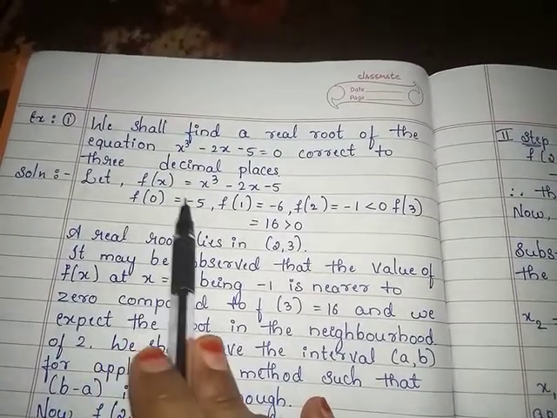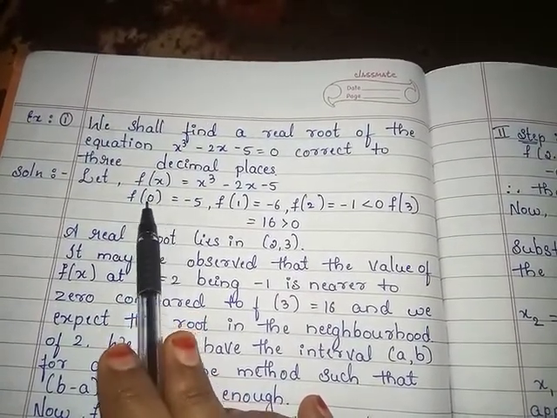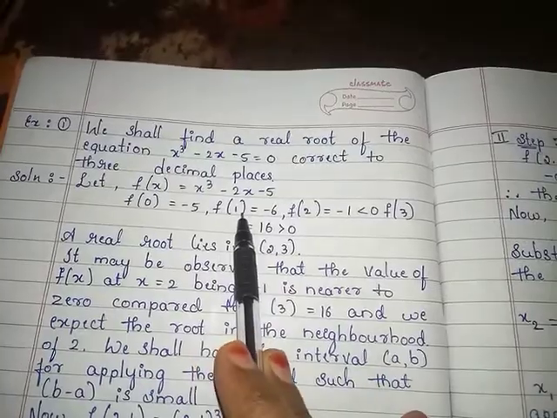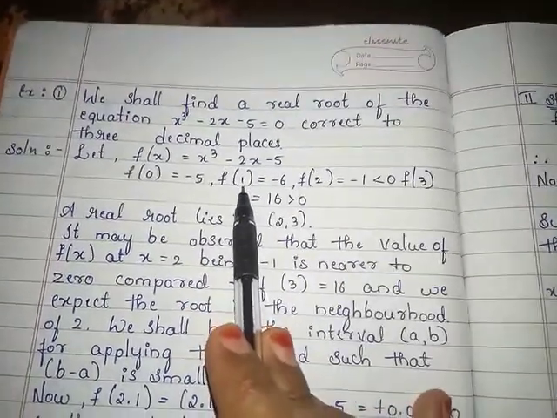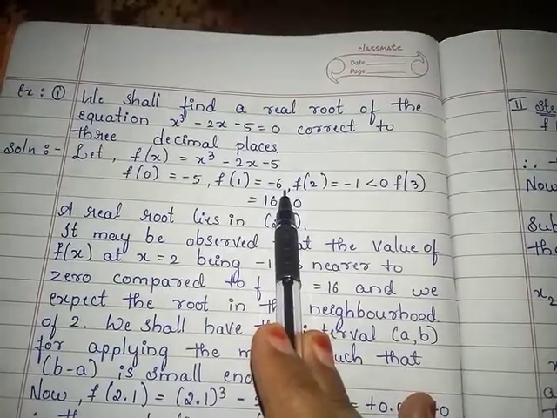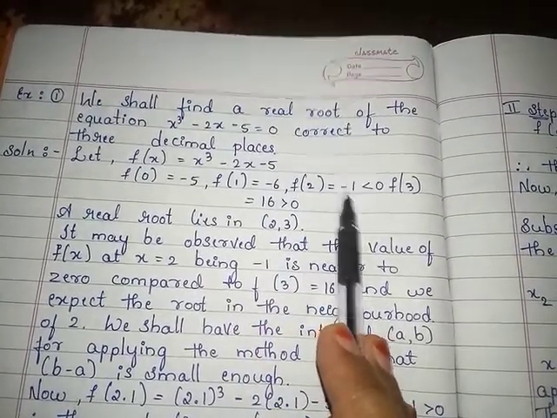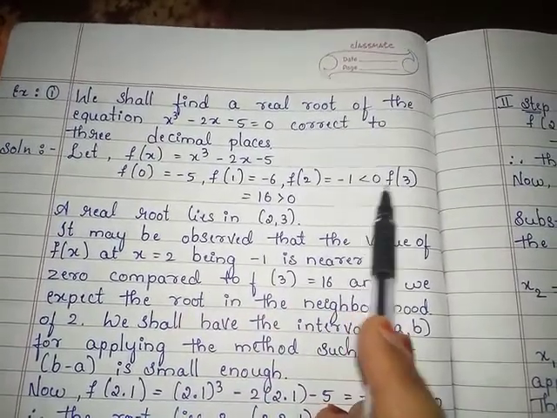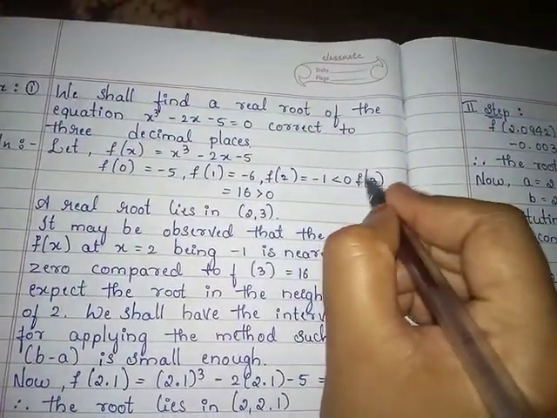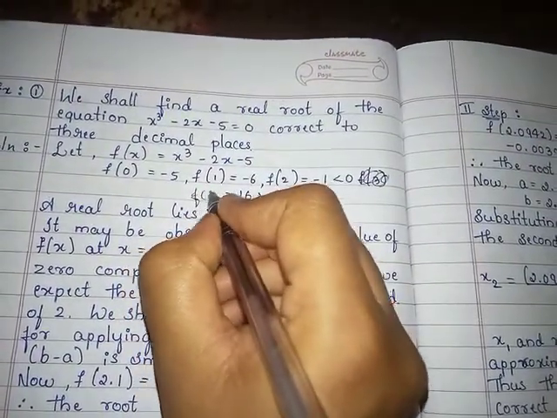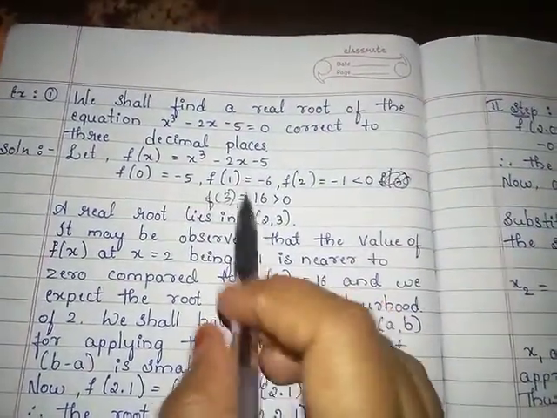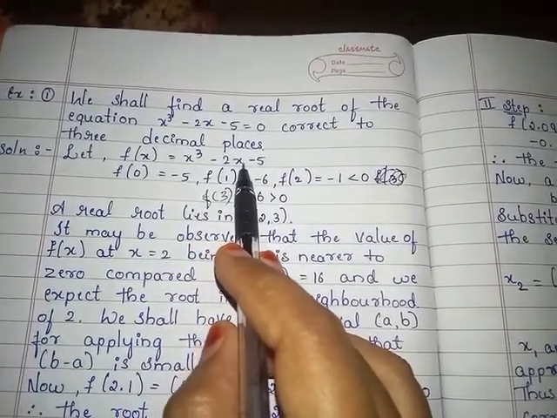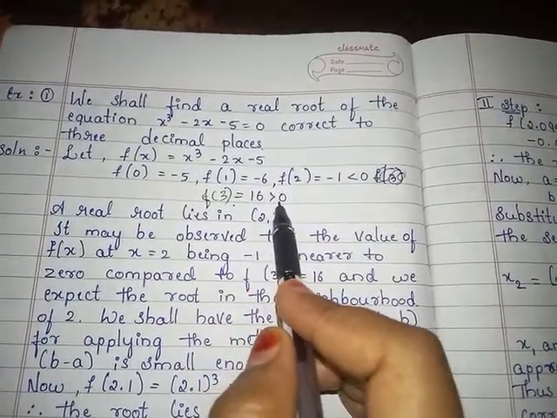f of 0: in place of x just substitute 0, we get f of 0 is equal to minus 5. Next is f of 1. In place of x we substitute 1, we get f of 1 is equal to minus 6, and f of 2 is equal to minus 1. See here, it is minus 5, minus 6, minus 1, which is less than 0. And f of 3: in place of x substitute 3. 3 cube minus 2 into 3 minus 5 is 16, which is greater than 0.